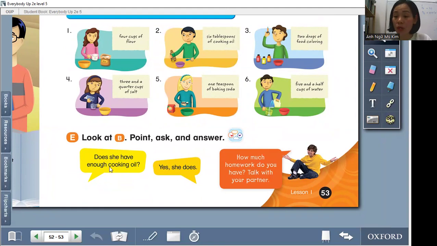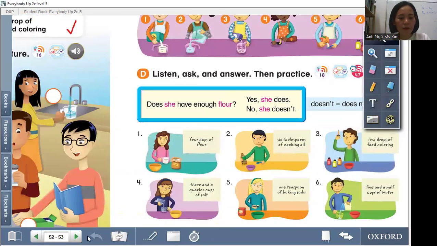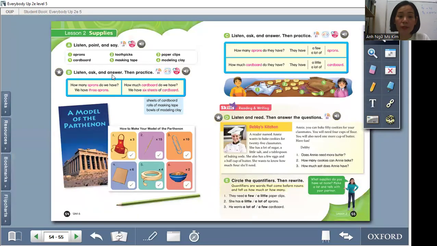And you can add more questions here. In this part, maybe you can ask about herself, her mom, her family, like that. So this is the practicing time. And then move on to lesson 2.